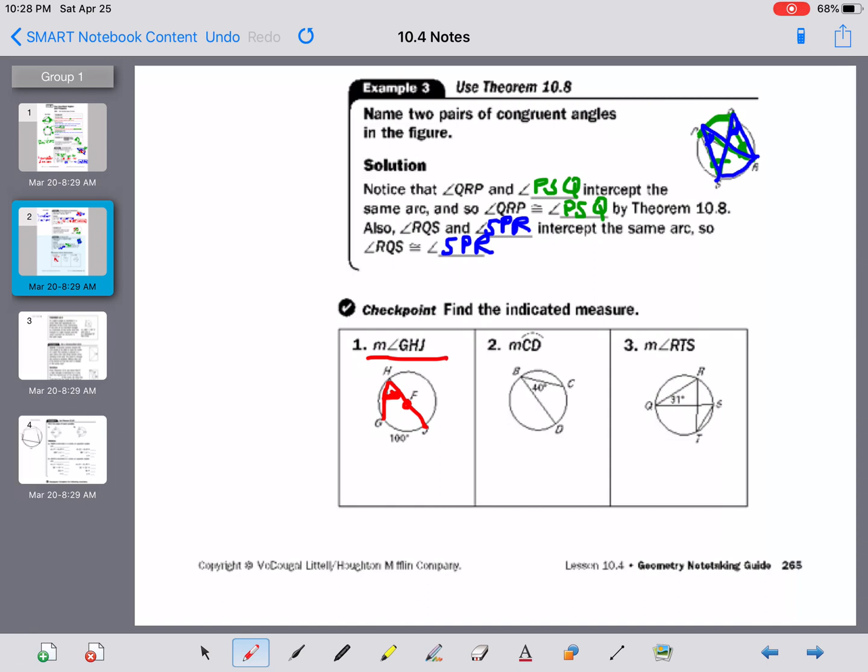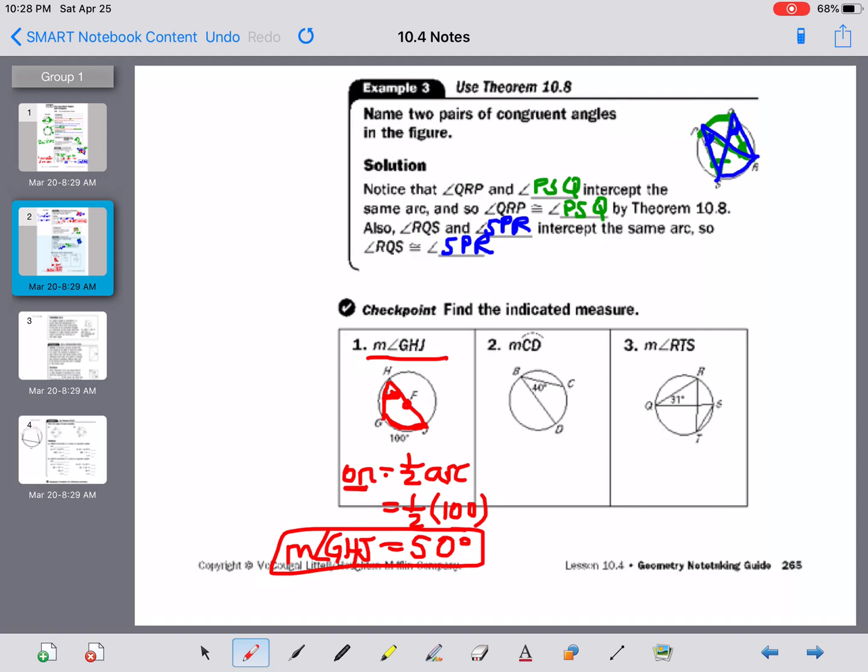So it looks like this angle I'm trying to find is on my circle. Inscribed angle equals half the arc. I'm trying to find the angle. This is my inscribed angle. So I need half of the arc it intercepts. My arc is 100 degrees. Half of that is 50. So my angle GHJ equals 50 degrees.